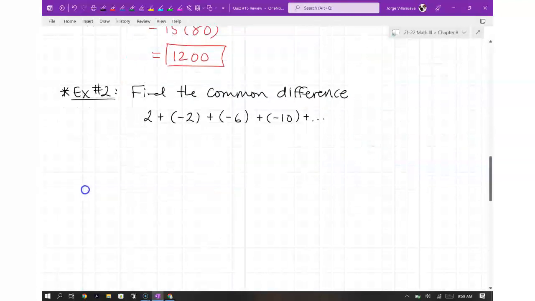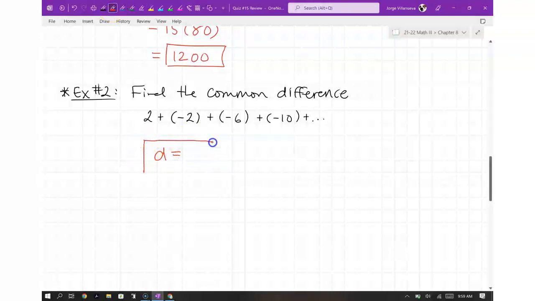All right, finding the common difference. So I don't have to do anything other than finding the value of d. Okay, so there you go. I'm already putting it in a box. All I've got to do is figure out what the d value is for this. So I go from 2 to negative 2, and then from negative 2 to negative 6, and then from negative 6 to negative 10. What am I adding or subtracting by? By negative 4, right? 2 minus 4 is negative 2. Negative 2 minus 4 is negative 6. Negative 6 minus 4 is negative 10. So my common difference is negative 4.